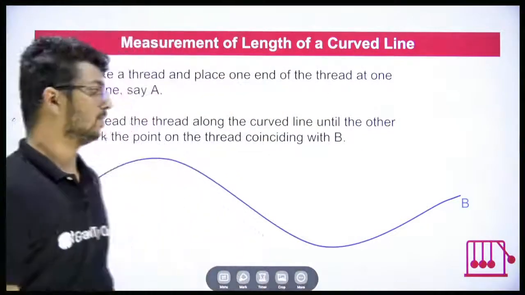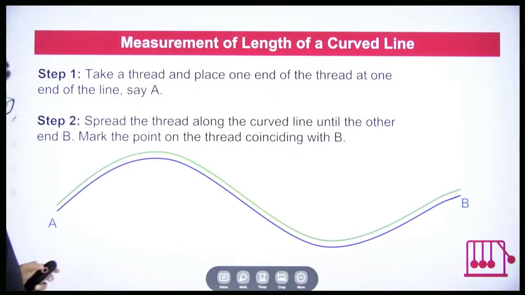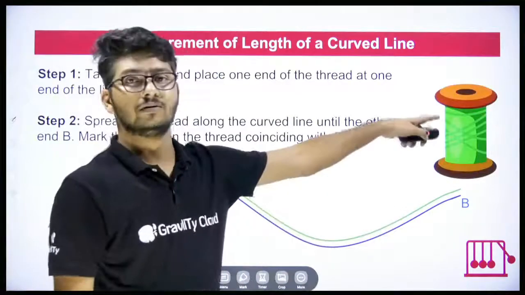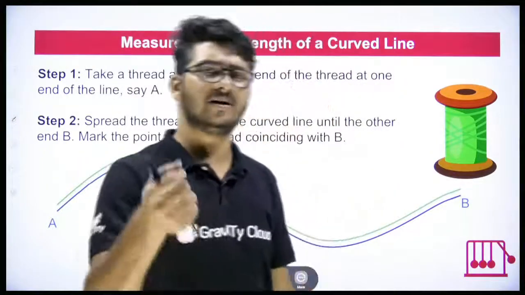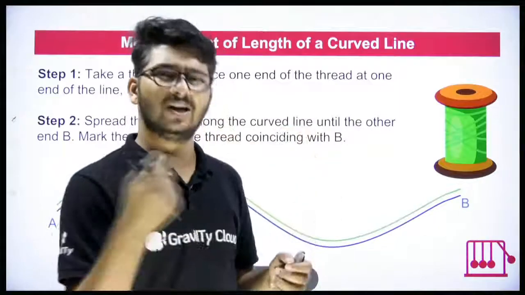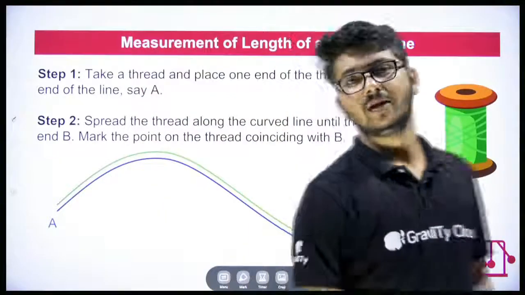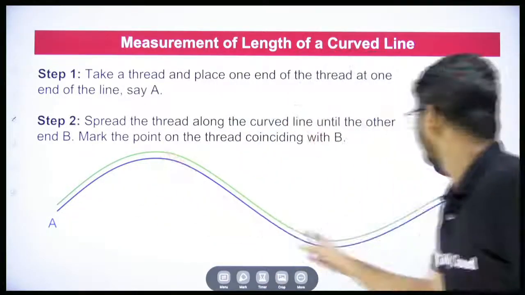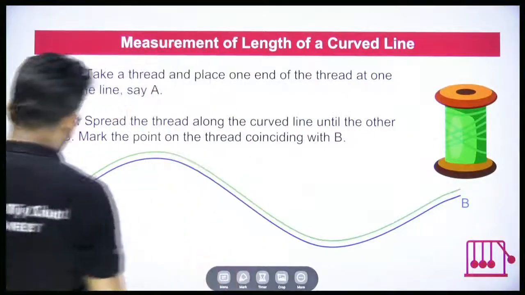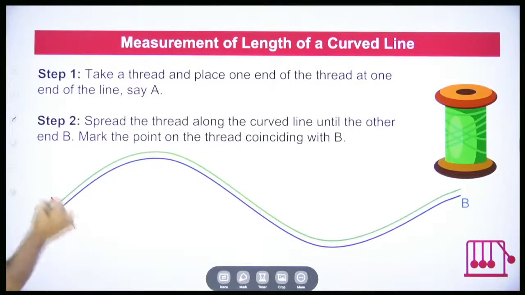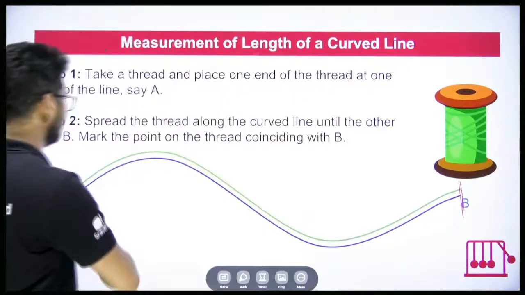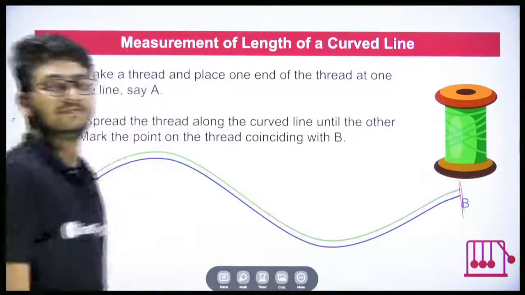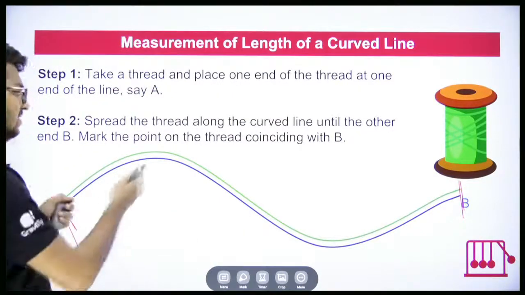How? Okay. For that, look at this blue color line AB. Then take a thread. You will get a thread easily, yes or no? The thread that you use for a kite, or the thread that you use for stitching clothes, anything, a string or a thread. Take it and place it along the line, and mark both the edges. Thread can bend, so you can easily place it.